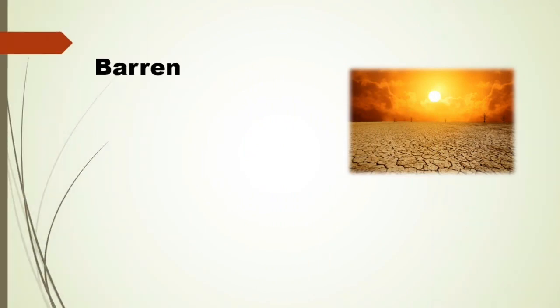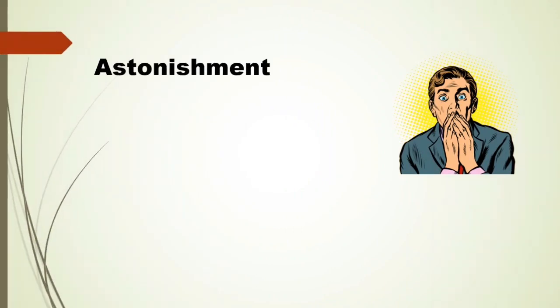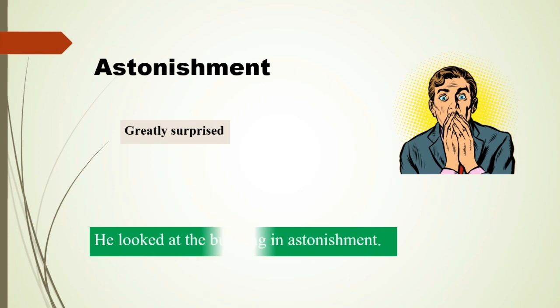Next one is barren. It means a land with no vegetation, and it can be used in a sentence like: the land was dry and barren. Astonishment means greatly surprised, and it can be used in a sentence like: he looked at the building in astonishment.